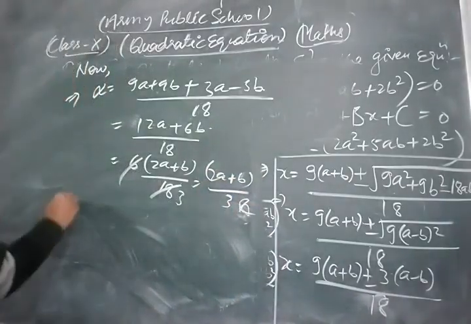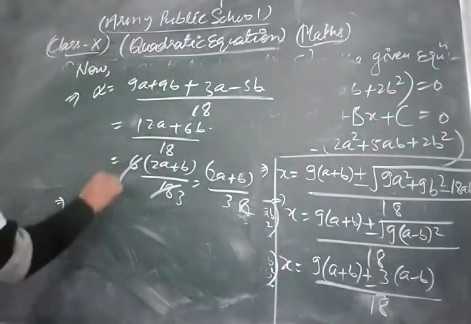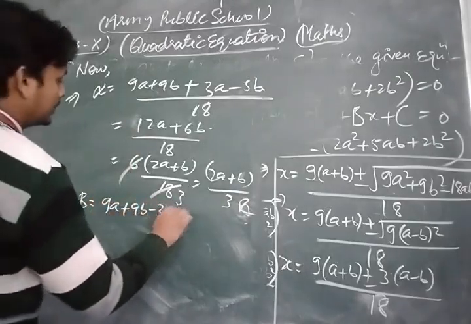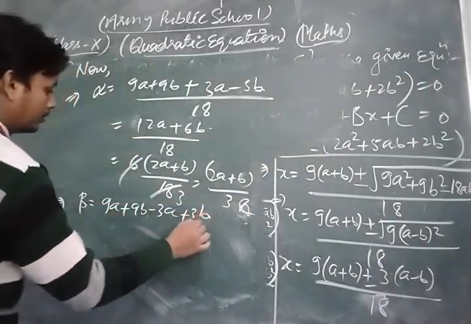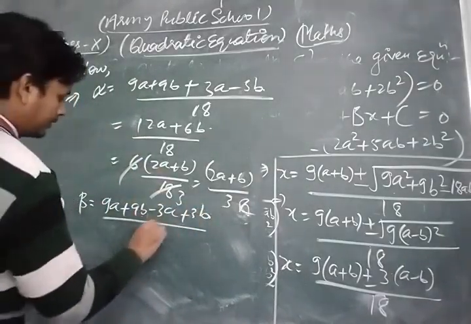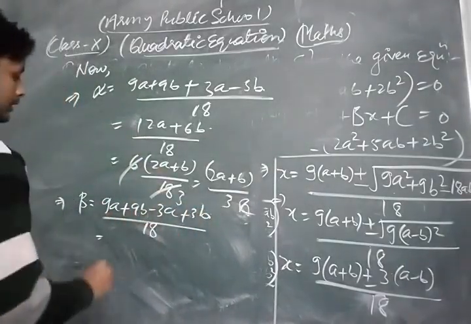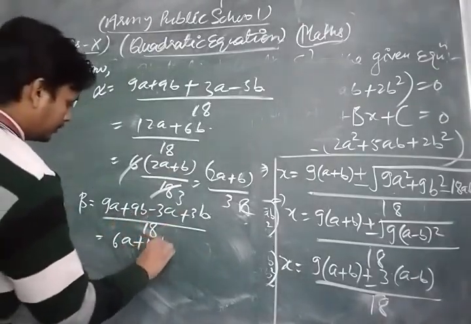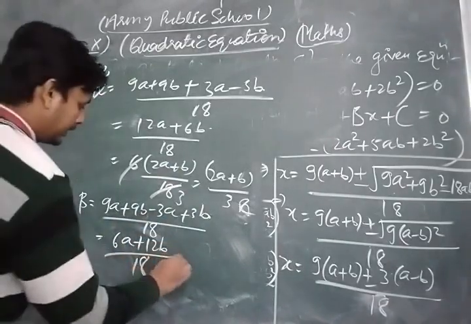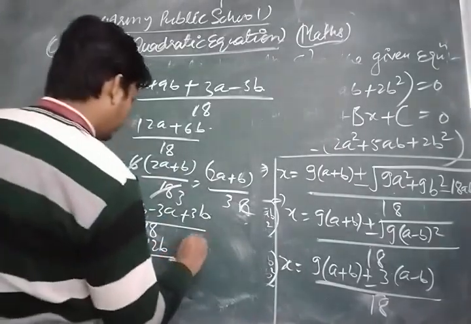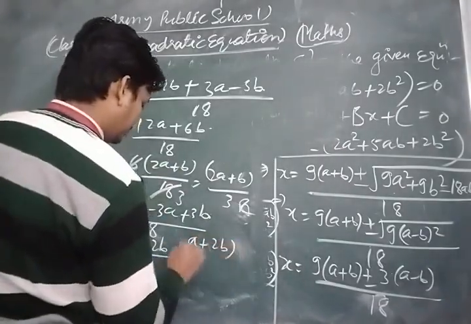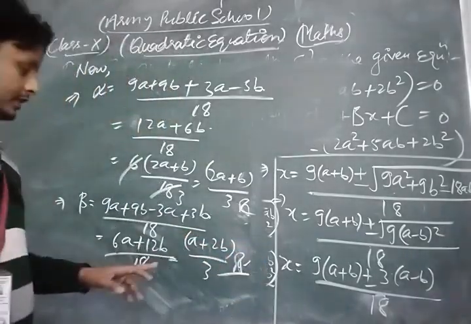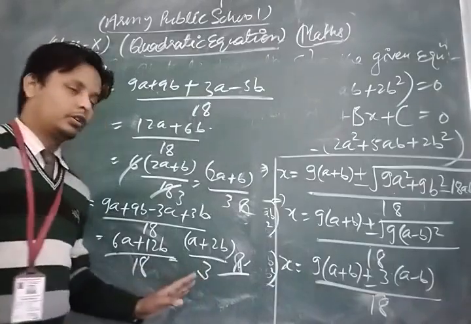And when we take the negative sign, this is 9a plus 9b minus 3a plus 3b upon 18. So now 9a minus 3a is 6a, and 12b upon 18. We take 6 as common, 6 3s are 18, so this is a plus 2b upon 3. So this is the required solution of the given question.